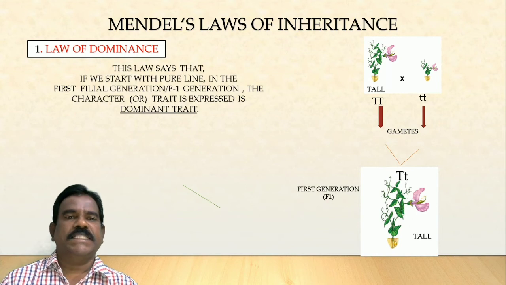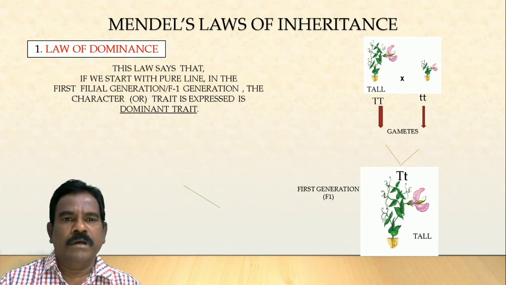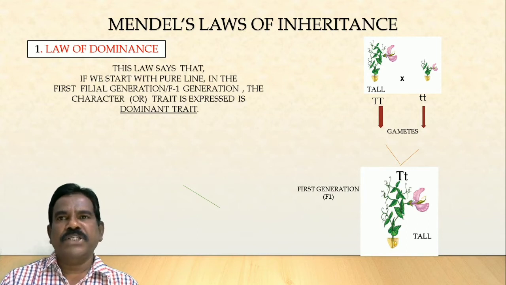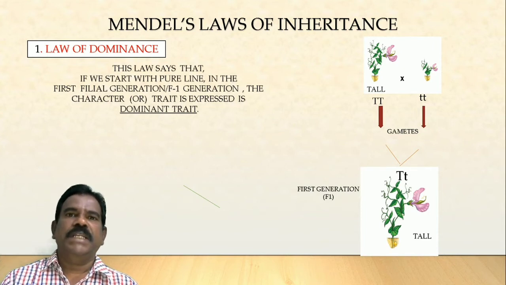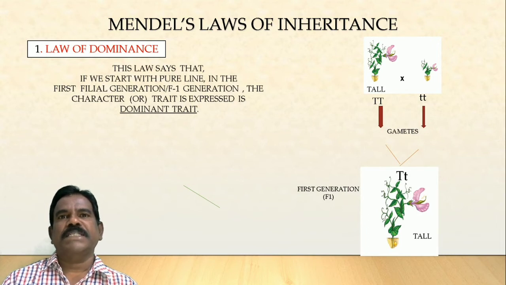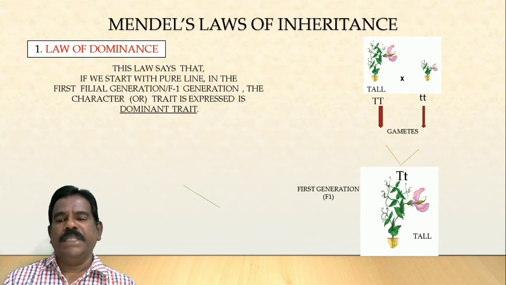This law states that when we start with a pure line, in the F1 generation or first filial generation, the character that was expressed is the dominant trait. So to understand this law, we will take a simple example.